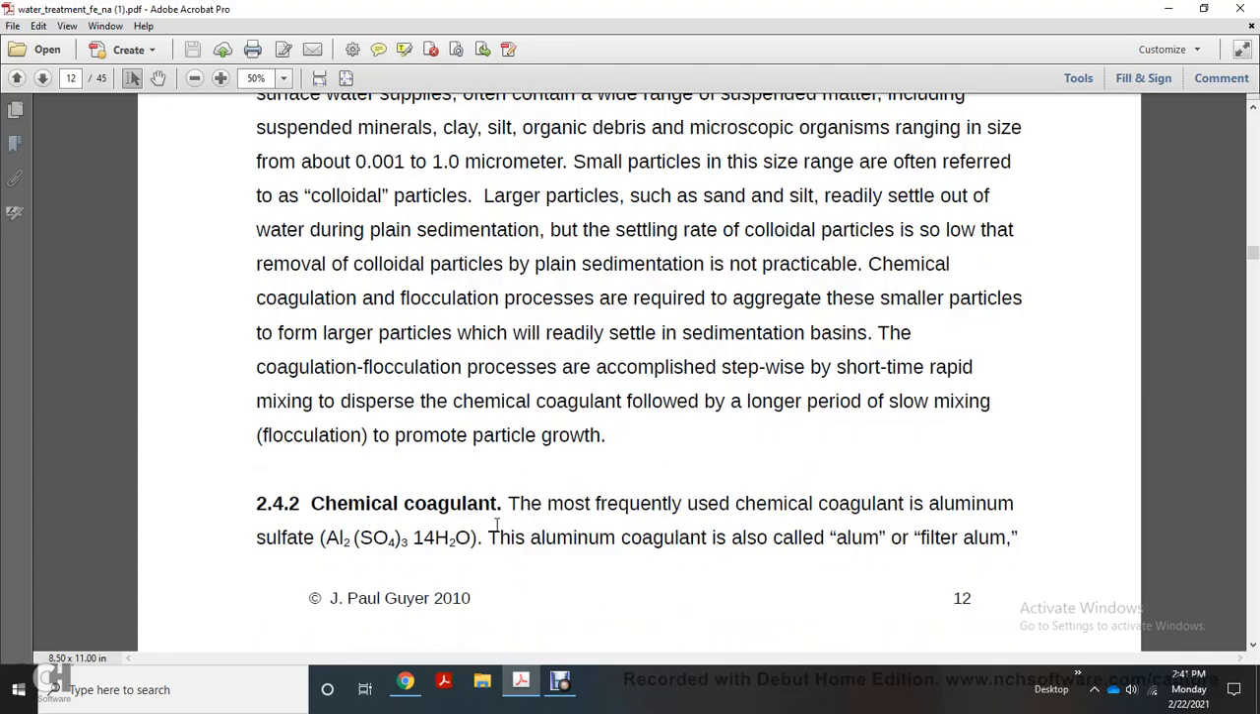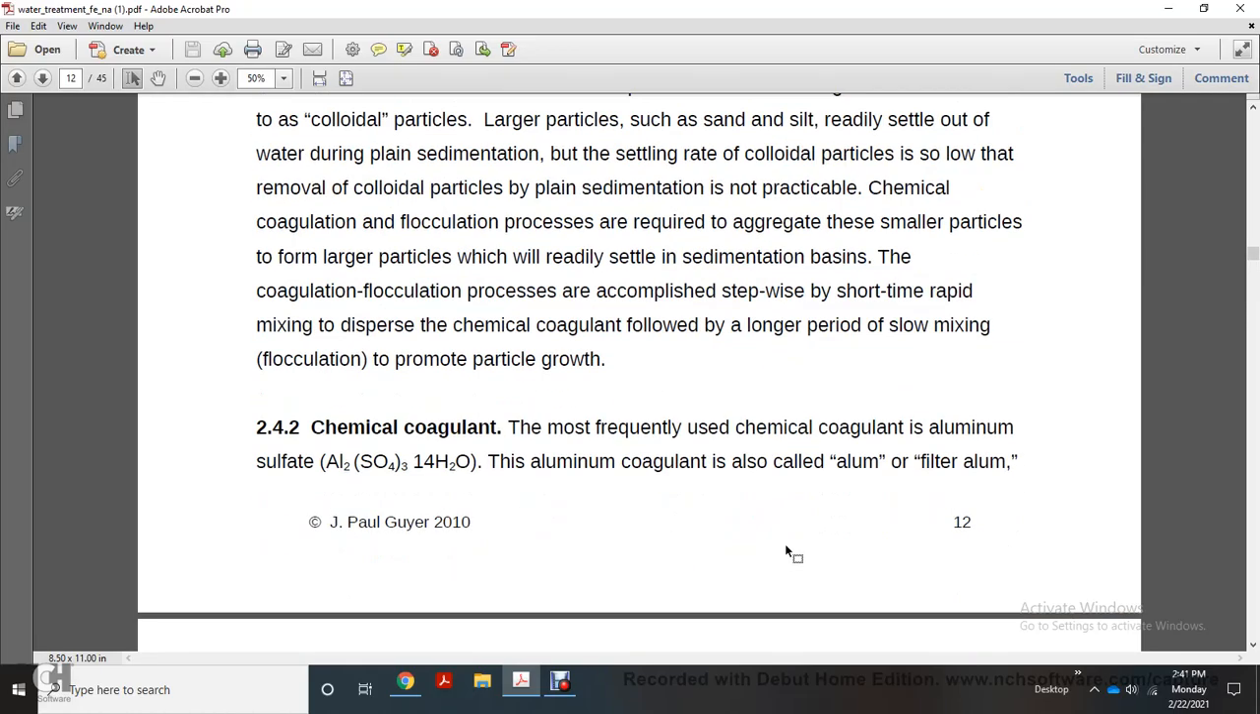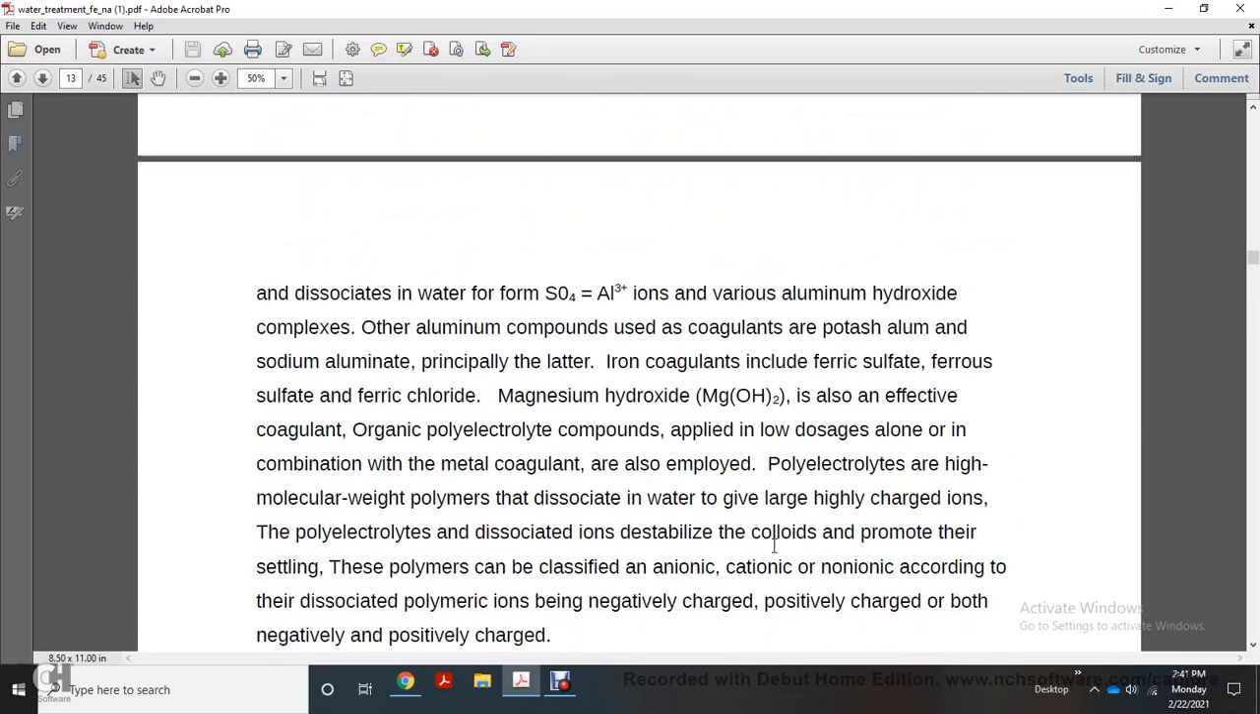Chemical coagulants. Most frequently, the chemical coagulant used is aluminum sulfate, also known as alum or filter alum. It dissociates in water, with aluminum sulfate yielding aluminum 3+ and sulfate SO4 2- ions. The ions form various aluminum hydroxide complexes. Aluminum coagulants include alum, potash alum, and sodium aluminate, principally the latter.